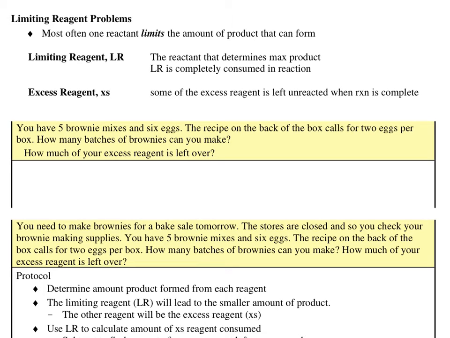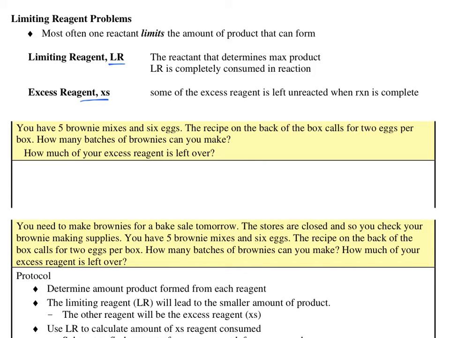Limiting reagent problems are ones in which you're given amounts of two different reagents. You need to determine which is the limiting reagent and which is the excess reagent. The excess reagent will have a little bit of it left at the end of the reaction. The reaction stops because you run out of the limiting reagent, and therefore the limiting reagent determines the maximum amount of product that you can form, because at the end of the reaction it's all consumed.